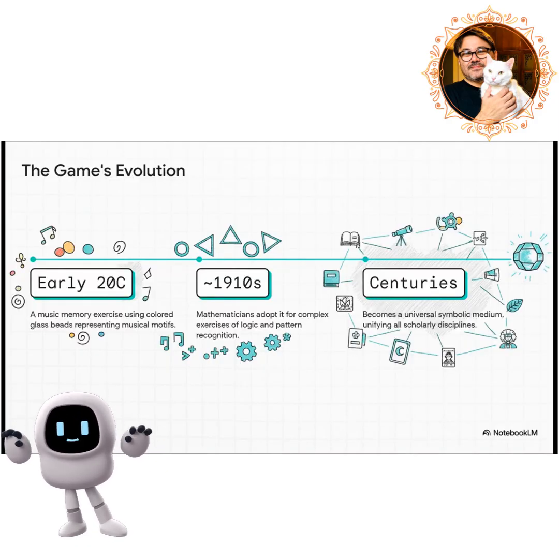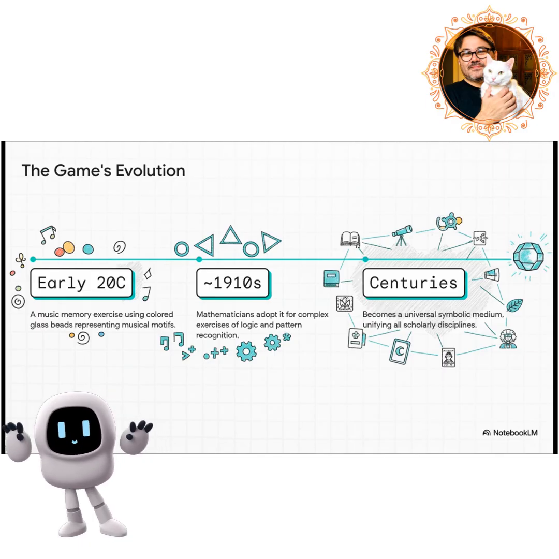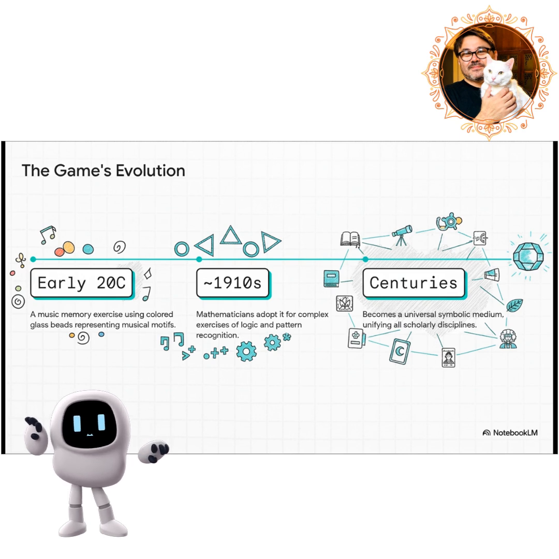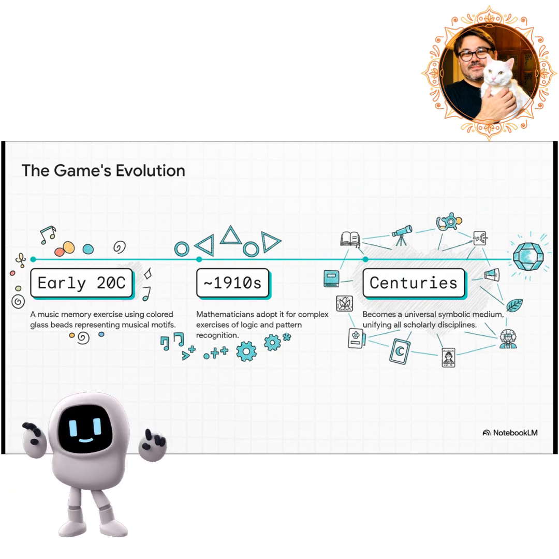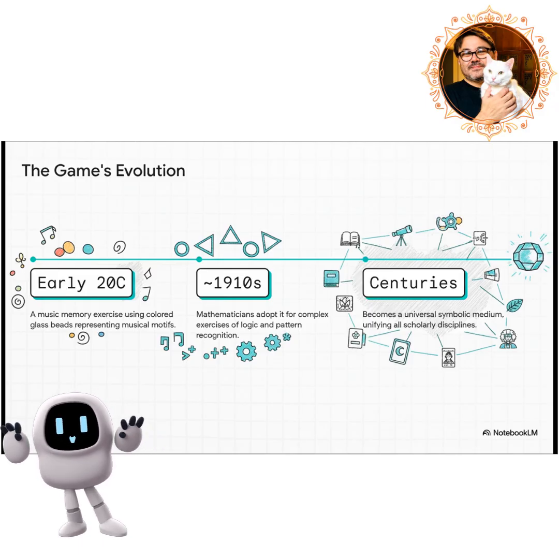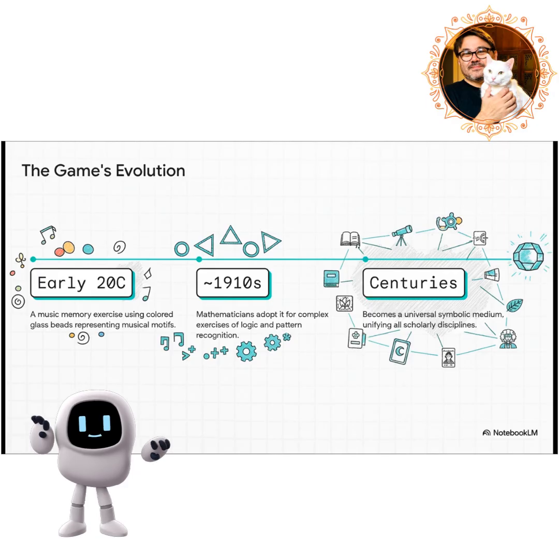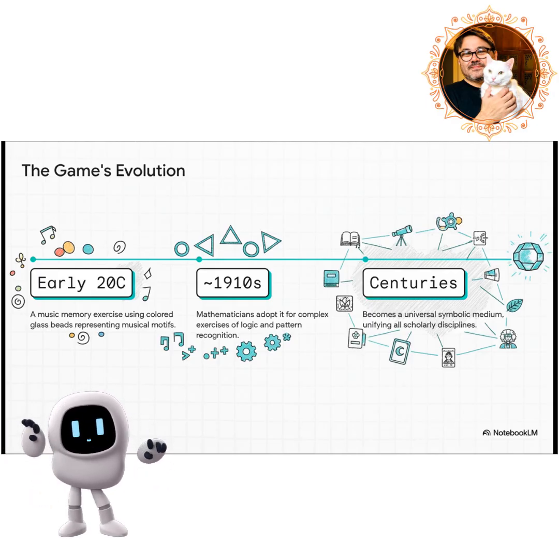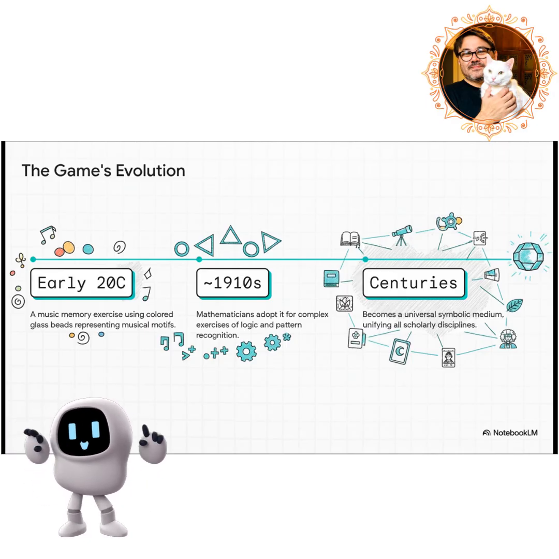Now, in the book, this game didn't just pop into existence, right? It evolved. It had this whole history. It actually started out pretty humbly, back in the early 20th century, as just a simple memory exercise for music students, using colored beads to represent musical ideas. But then, about a decade later, mathematicians got a hold of it. They saw the potential and started using it to explore logic and patterns. And from there, it just grew. Over centuries, it absorbed every field of study until it became this universal medium, a way to literally play with the very structure of knowledge itself.